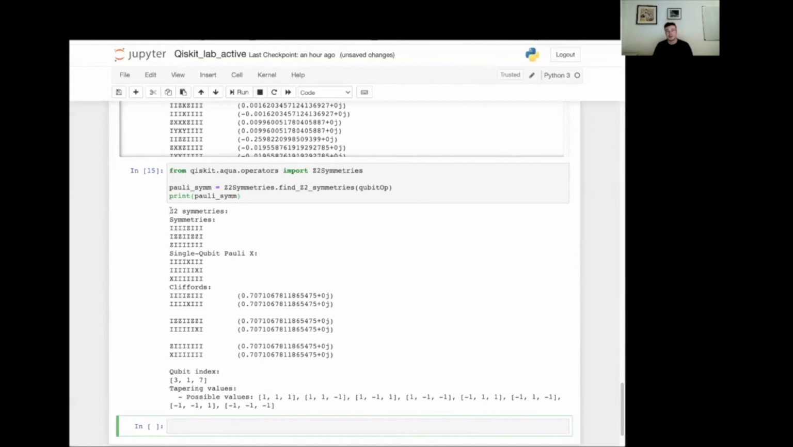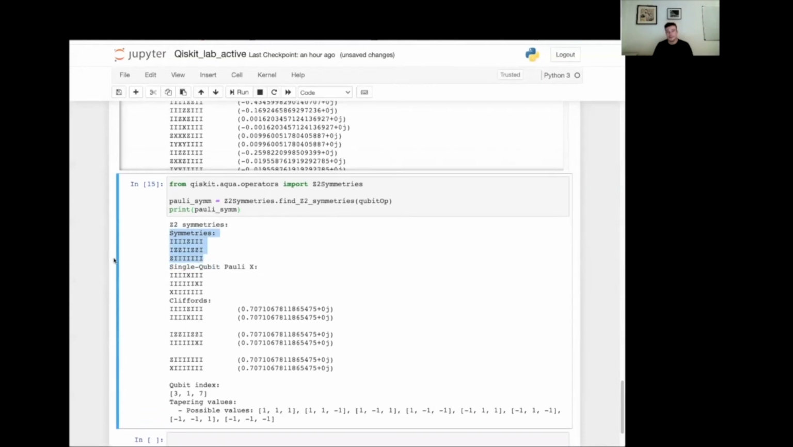We actually have found that our qubit operator has 3 symmetries. But let's have a closer look at these symmetries, specifically the first and the third one. What you see is that there's just one Z in the middle qubit here, and there's one Z in the final qubit here. Note that this is not the first qubit, this is the final qubit. This is how the Qiskit convention works. The most significant digit is the one on the left, if you want. So for the middle and final qubit, we have a Z type of symmetry.